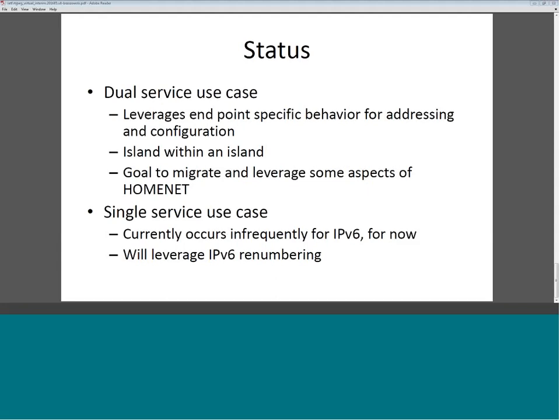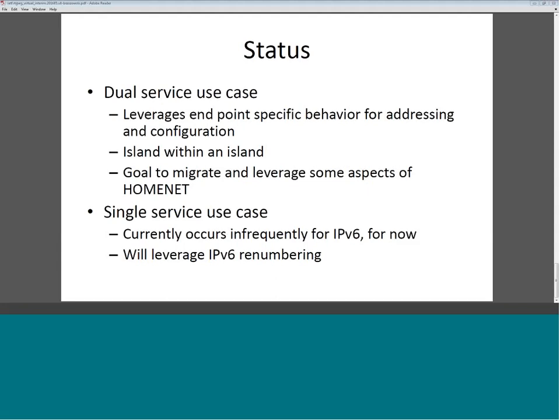Does anyone else want to jump in? I'll pause for a minute. So I'll go once more. A lot of discussion seems to assume that there will be hosts that have two v6 addresses, a single host with two v6 addresses on it, one for each of the source prefixes.